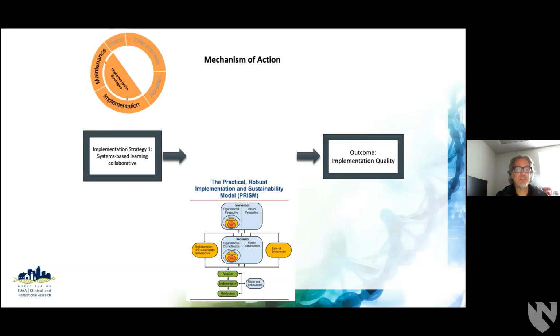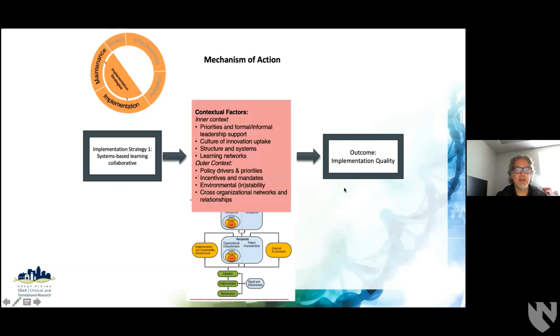And so we can also think about that from the standpoint of implementation strategies. And in this case, we have a systems-based learning collaborative. And the outcome for this one is implementation quality. And in here, the mechanism of action are the contextual factors where we have inner and outer context related to the organizations. And so again, those come from the PRISM framework.